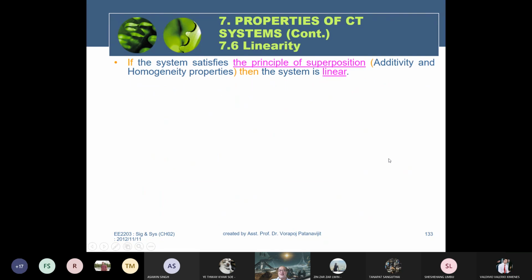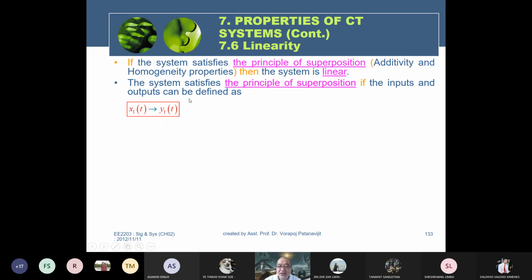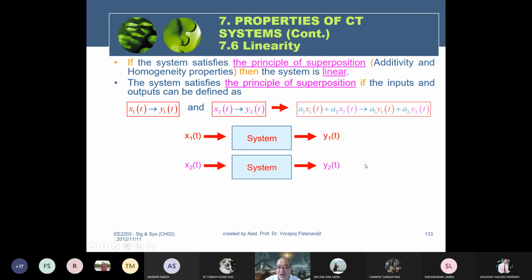The last one: if the system satisfies the principle of superposition, the additivity and homogeneity properties, then the system is called linear. What is the principle of superposition? The system satisfies it if the input and output follow this condition. If you feed x1 to the system, you produce y1. If you feed x2, the output will be y2. If you feed x1 plus x2 at the same time, the output must be expressed in terms of y1 and y2, multiplied by the constants a1 and a2.